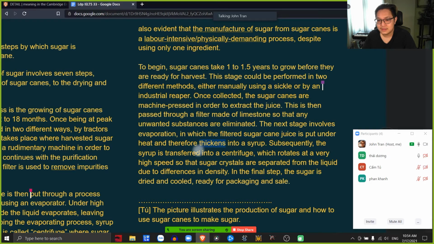Oh, very good. You use the word thickens. Good. Into a syrup. Yes, because the water evaporates, so the whole thing becomes thicker and thicker. Good. Tại vì nước nó bị bốc hơi, tức là cái chất lỏng càng ngày nó sẽ càng đặc lại, nó sẽ dày lên. Thickens. Okay. Subsequently, the syrup. Okay.